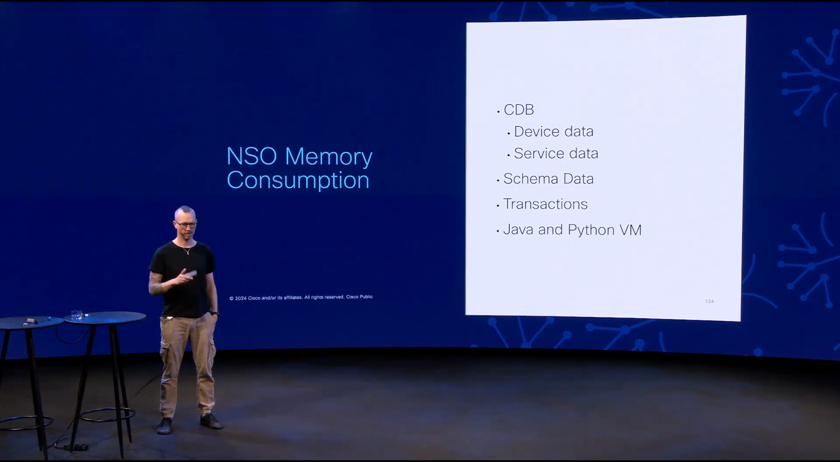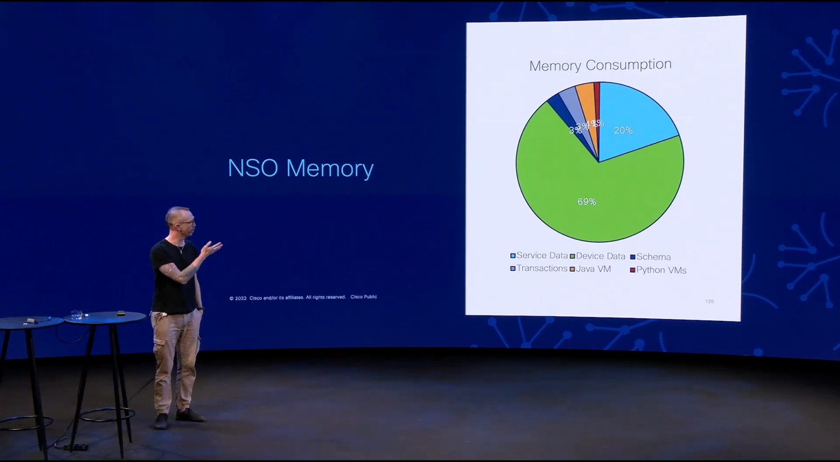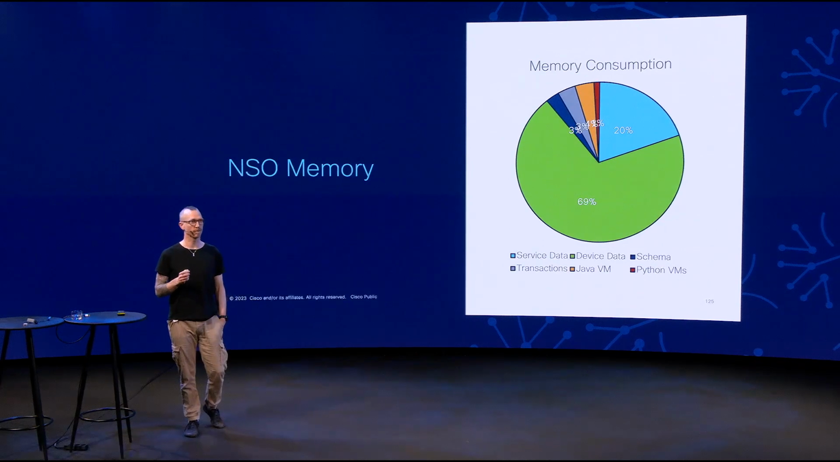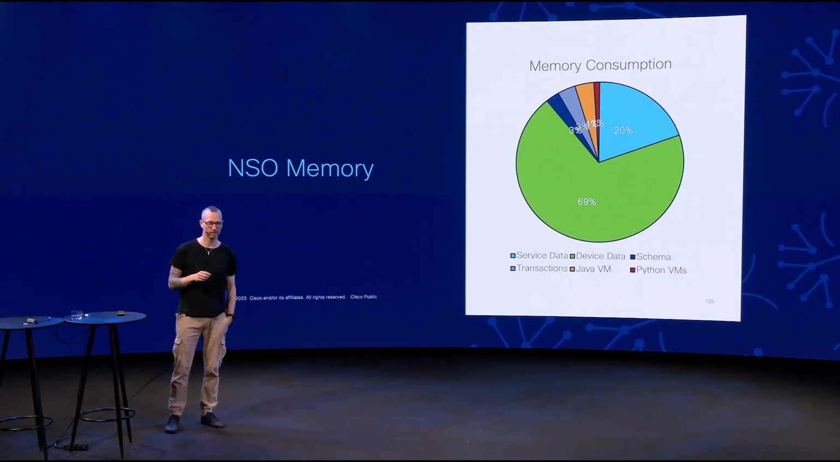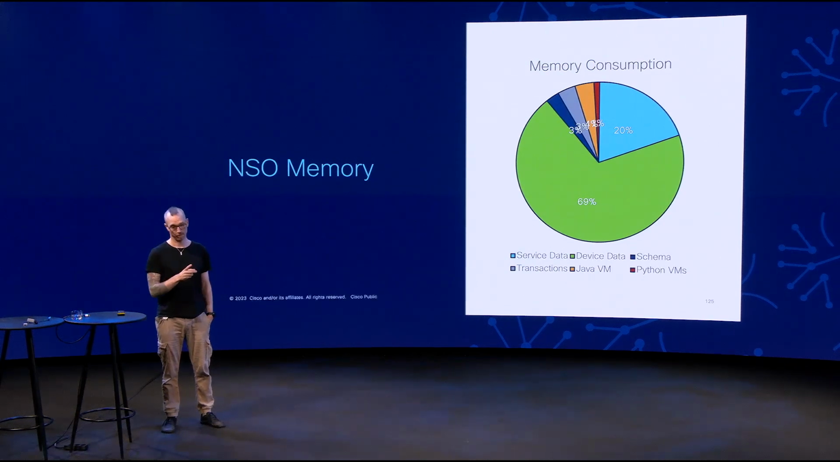If you look at that as a pie chart, you can see almost 90% of the memory can be CDB data. It can be even more, of course, depending on your configuration. This is from an actual customer installation. The rest of it is quite small, not worth mentioning in the large scheme of things.